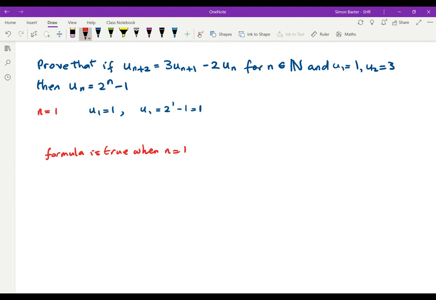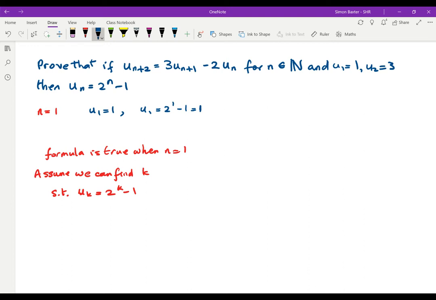It's induction, so let's make an assumption. Assume that we can find k such that the formula is true, uk is equal to 2 to the k minus 1.